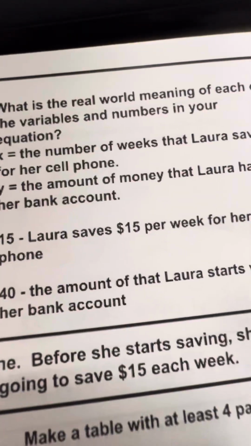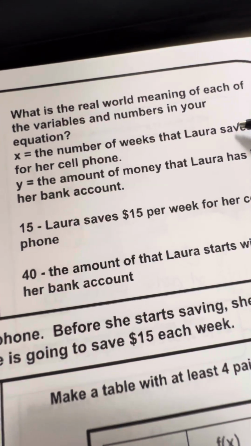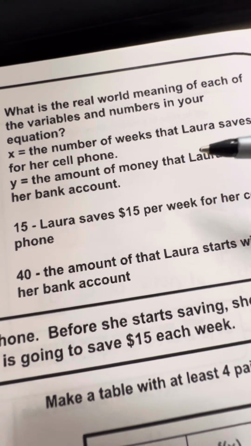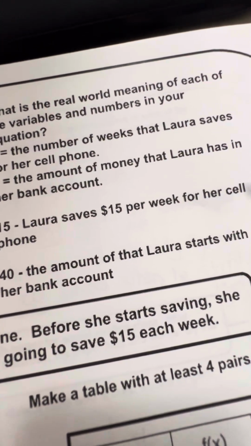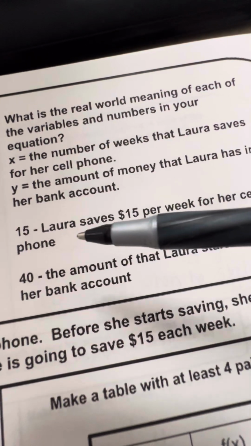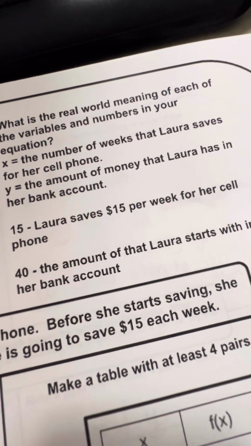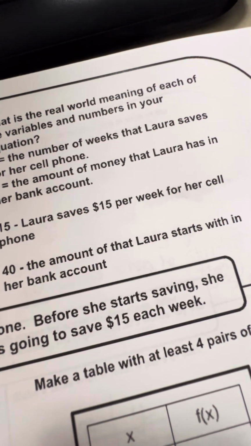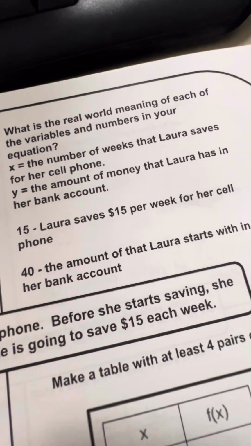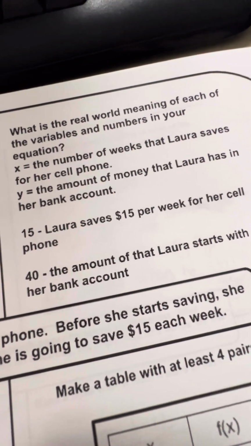So the x coordinate is the number of weeks that she's saving the money for her cell phone. Y would be the money that she has in the bank account. 15, again, is representing the $15 per week that she's saving, and then the 40 represents the amount of money that she starts with in her bank account. So that would be kind of how you would do the explanation part to this.